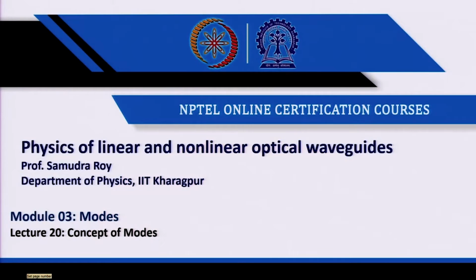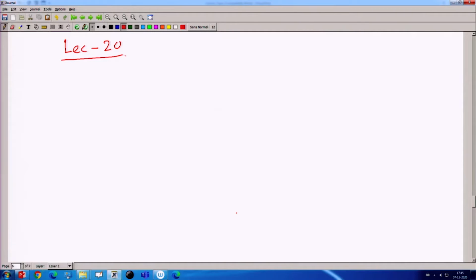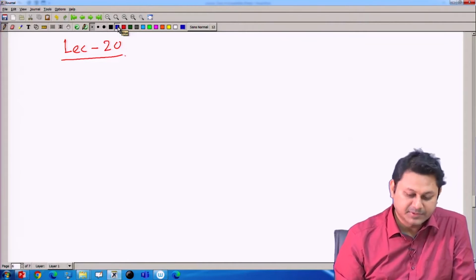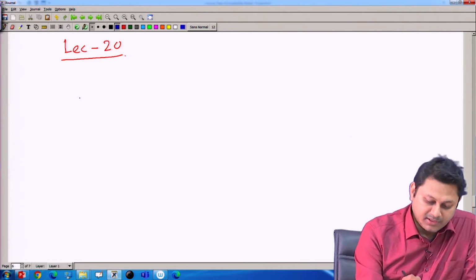Today we are going to have lecture number 20, where we are going to understand the concept of mode. The concept of mode is very important in understanding how the field is going to distribute in a given waveguide structure. But before that, let me remind once again what we have done. One concept we still need to understand.